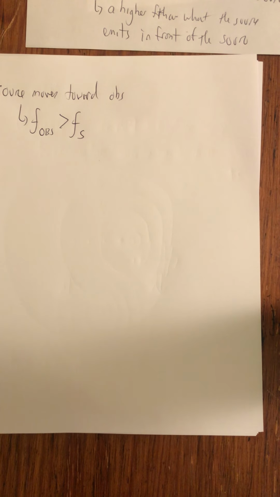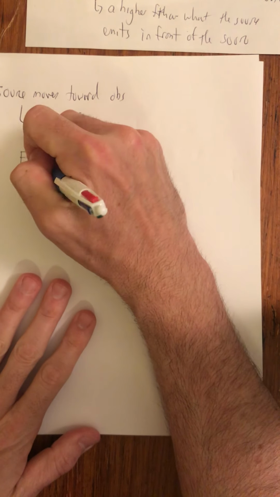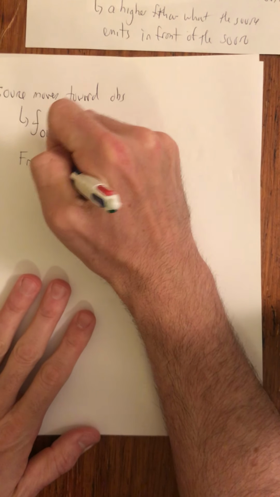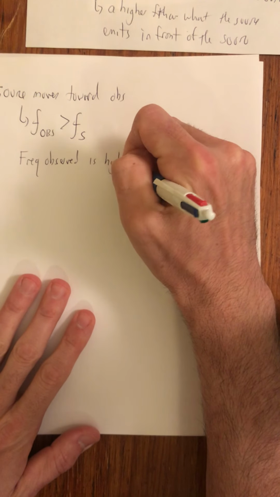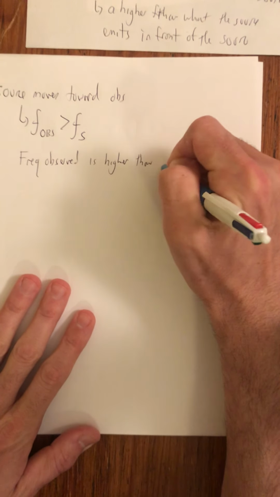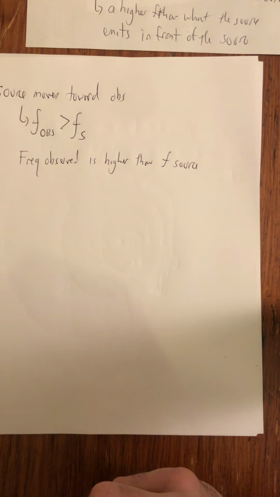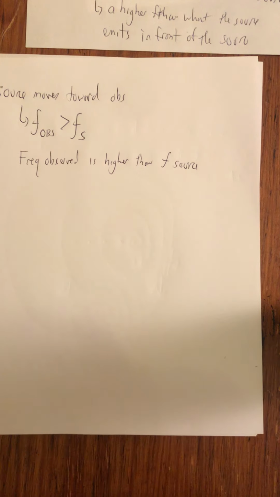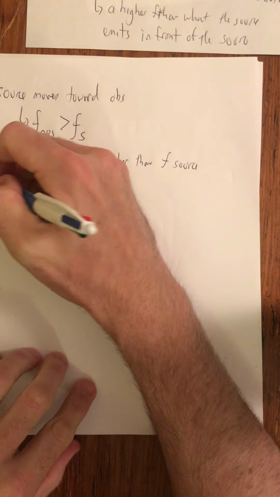Now, a note on grammar there. I'll write it out. The frequency observed is higher than the frequency of the source. Notice I did not say the frequency observed is getting higher than the frequency of the source. No, it is a finite shift upwards from the source frequency.